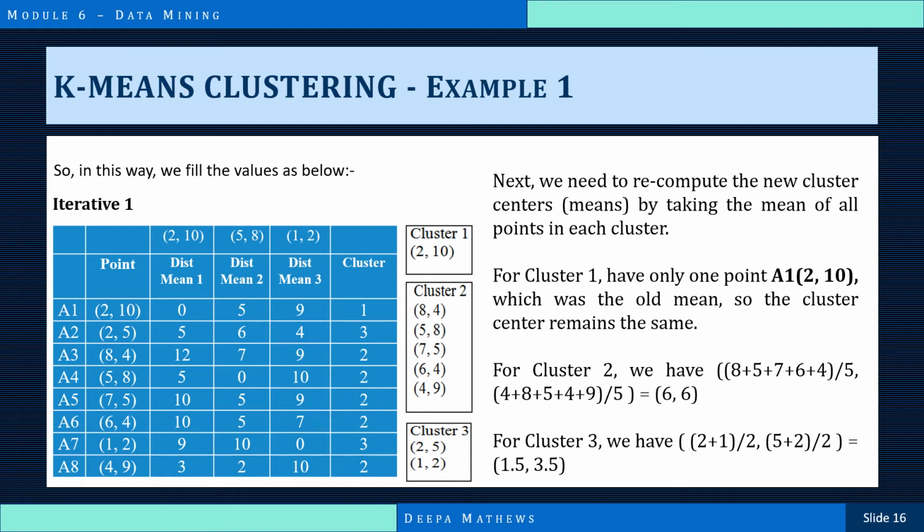Similarly, for cluster 3, we are having only 2 points. The average of the x values, 2 plus 1, is 3 divided by 2, that is 1.5, comma, the y values 5 plus 2, that is 7 divided by 2, that is 3.5. So we are getting the value 1.5 comma 3.5. So we are recomputing the new cluster means.